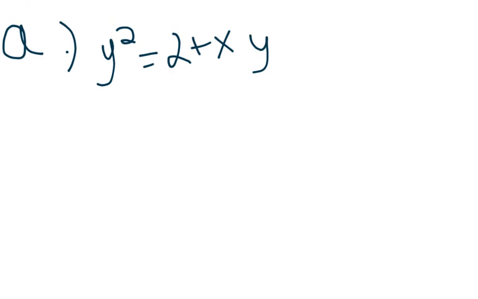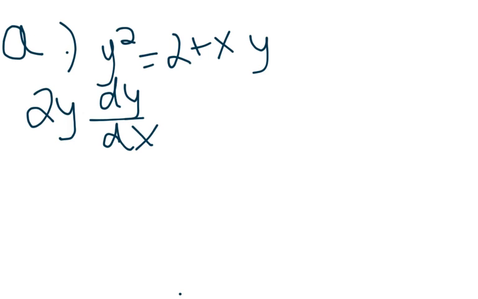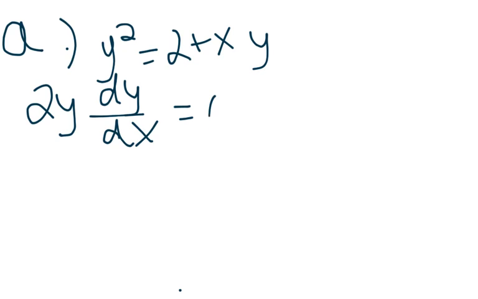So 2y, but we have to respect dy over dx, so here we go. And then what's the derivative of 2? 0, right? So we know right here, this is what kind of a property? Not a property, it's a product rule. So we have to use the product rule.